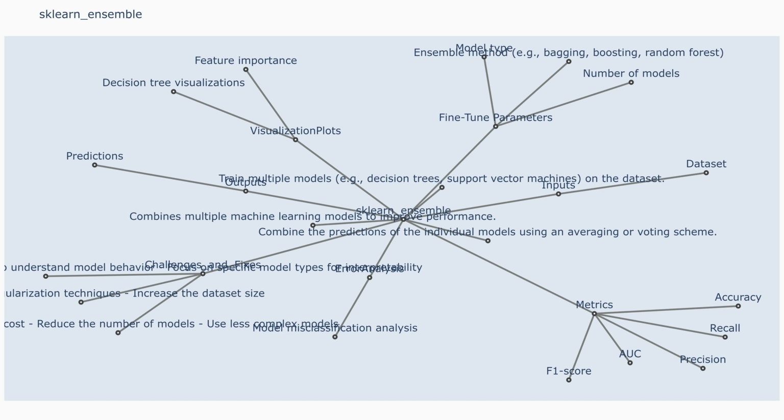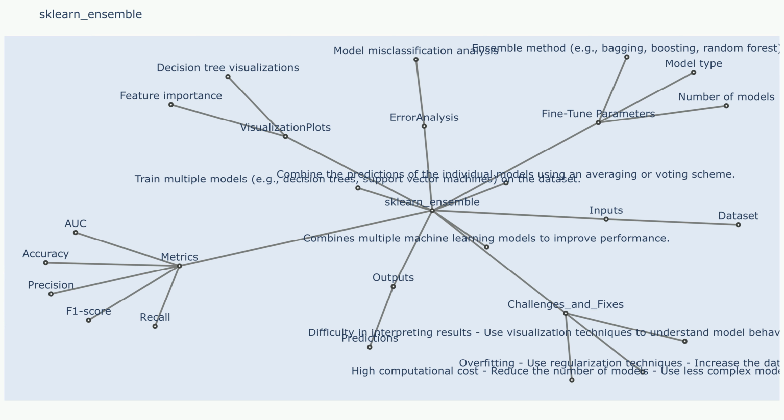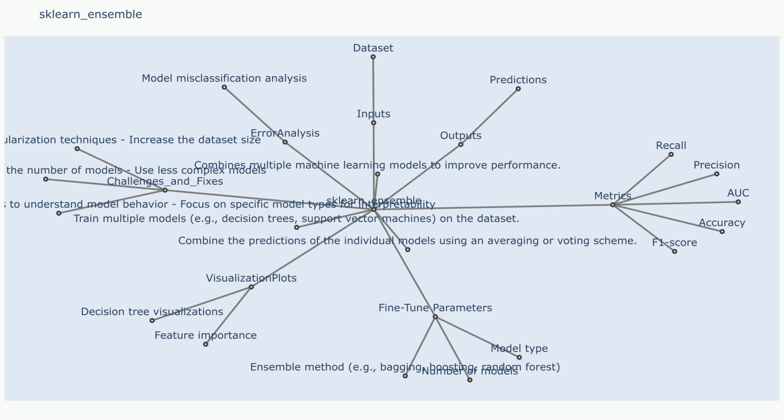Sklearn Ensemble. Description: explain in detail ensemble methods in scikit-learn. Sklearn ensembles combine multiple machine learning models to improve predictive performance, robustness, and generalization ability. Instead of relying on a single model, ensembles leverage the strengths of diverse models to make more accurate and reliable predictions.